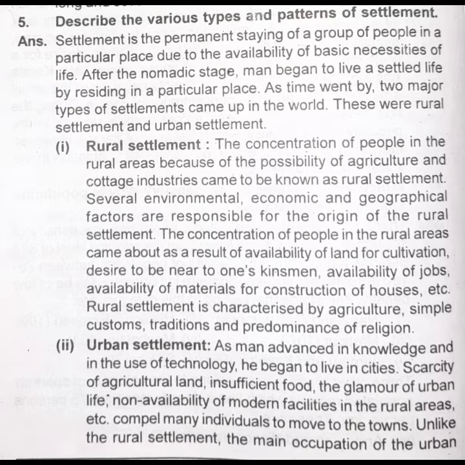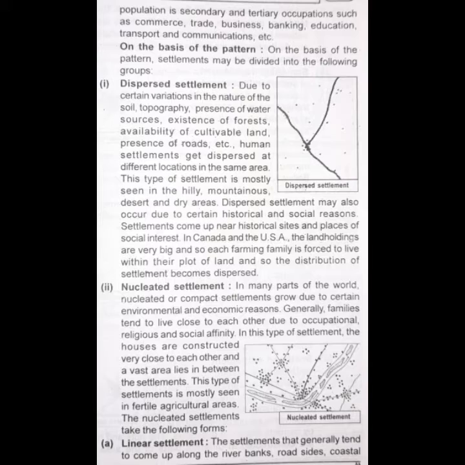Next is urban settlement. As man advanced in knowledge and in the use of technology, he began to live in cities. Scarcity of agricultural land, insufficient food, the glamour of urban life, non-availability of modern facilities in the rural areas, etc., compel many individuals to move to the towns. Unlike the rural settlement, the main occupation of the urban population is secondary and tertiary occupations such as commerce, trade, business, banking, education, transport and communications, etc.